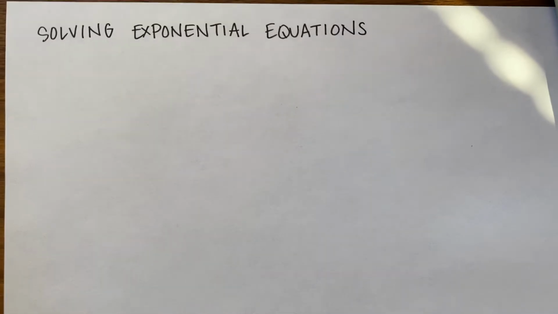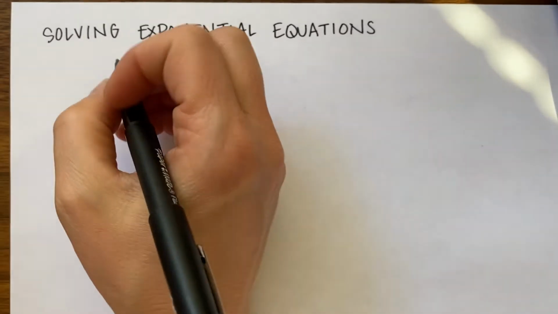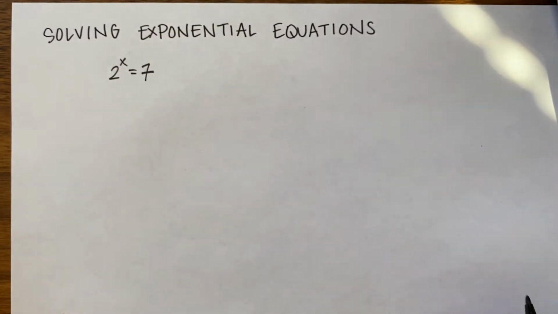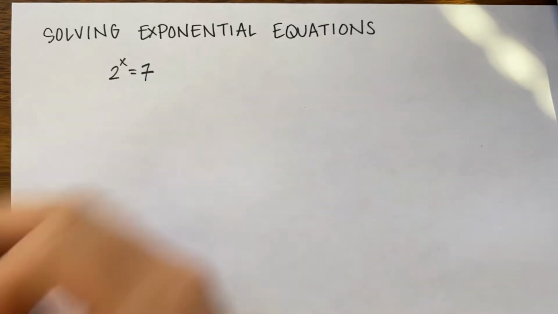Algebra 2, back at it again, this time solving exponential equations. Let's start with 2 to the x equals 7. 2 to some number equals 7.